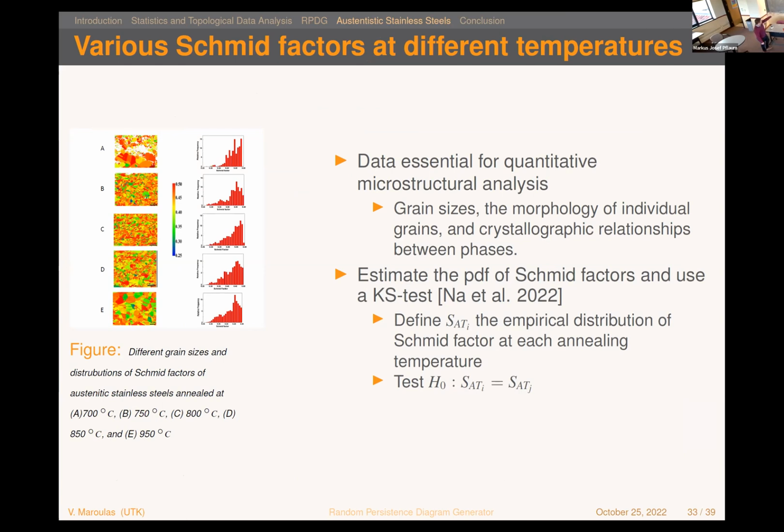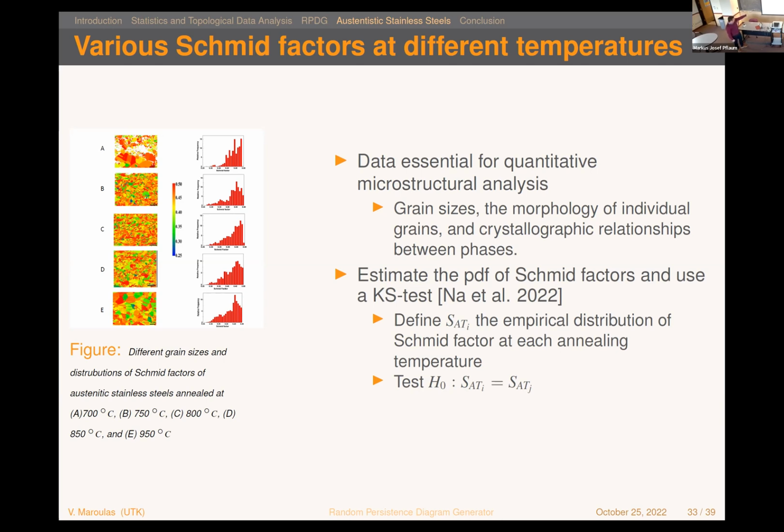So we have the various grains, A, B, C, D, E. The idea is that A to D should behave in a somewhat similar way, but E should reflect something totally different. And this abides by what the material scientists know, but haven't shown when it comes to the Schmidt factors. Okay, so we're going to look at the Schmidt factors.